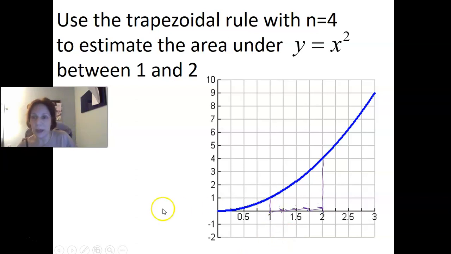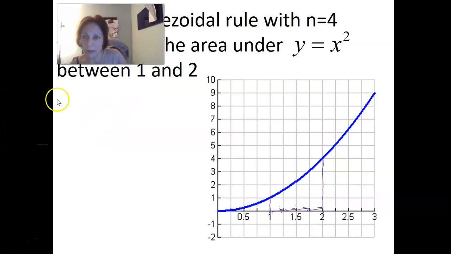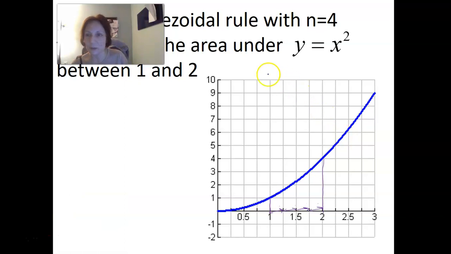So if I do that, the heights of all of my trapezoids will be, whoops, don't! Gosh. I do so much unintentional clicking with online teaching. I feel like I ruin all of my surprises. Okay, so all of my heights are going to be 0.25 or 1/4, right?